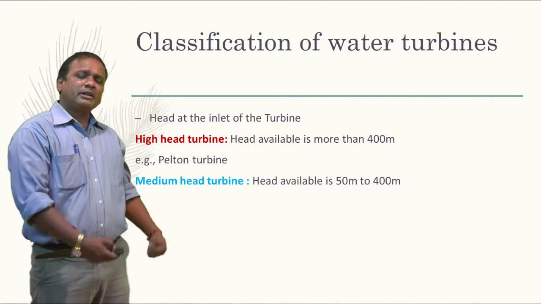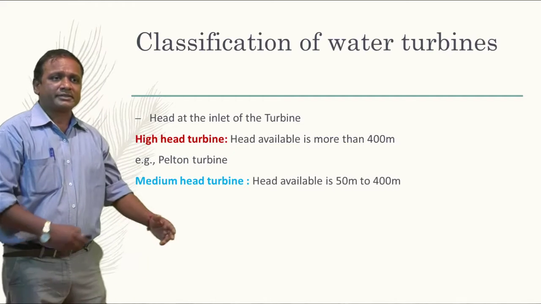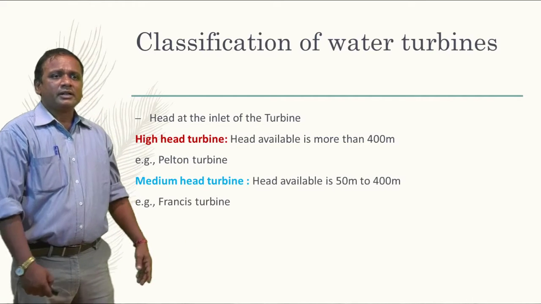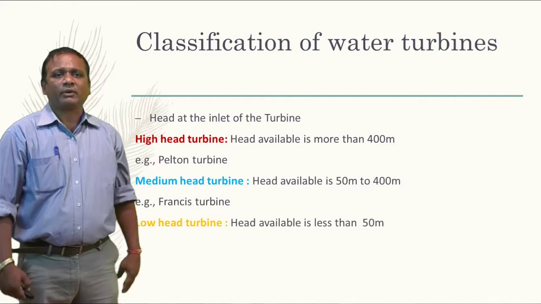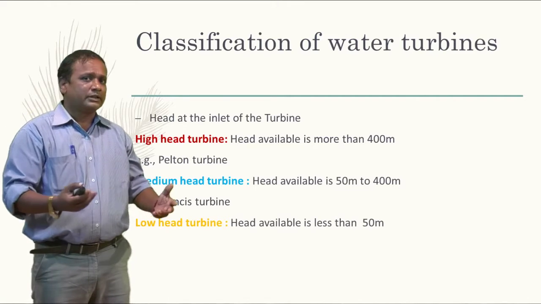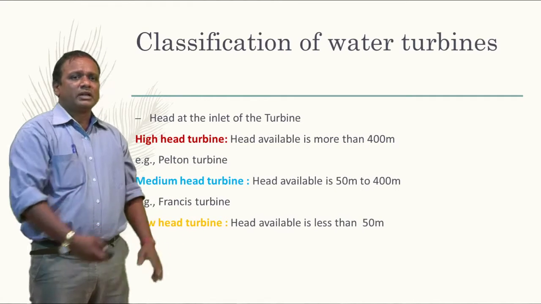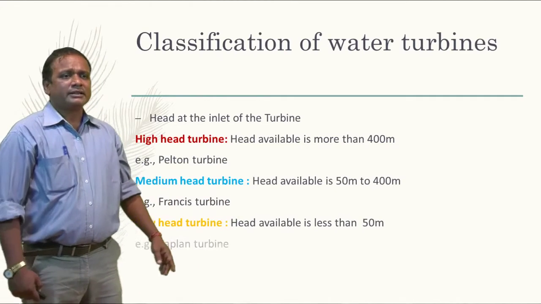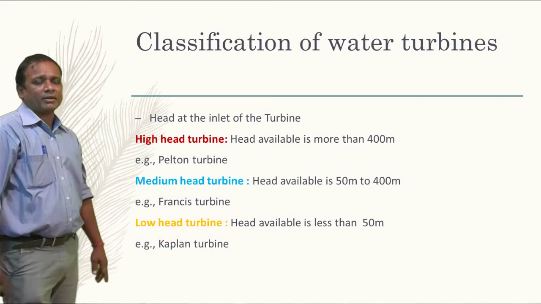Another one is medium head, where the available head is about 50 meters to 400 meters, in between 50 to 400. So the example is again the Francis turbine. Low head turbines are the ones where the head availability, the amount of water that we get at the inlet of the system, is low, and we call it a low head turbine. The example is the Kaplan turbine.